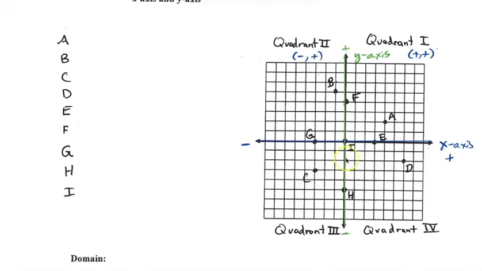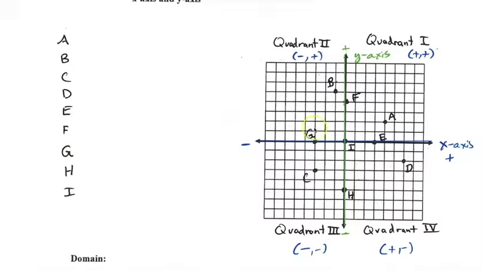To get to quadrant 3, we go left, so negative on our x, but then we go down. So negative, negative. All the points here will be negative for both x and y. Then quadrant 4 down here, we go positive on our x, but negative on our y: plus, minus. So that's our coordinate system. Now let's find all these points, A, B, C, D, E, F, G, H.